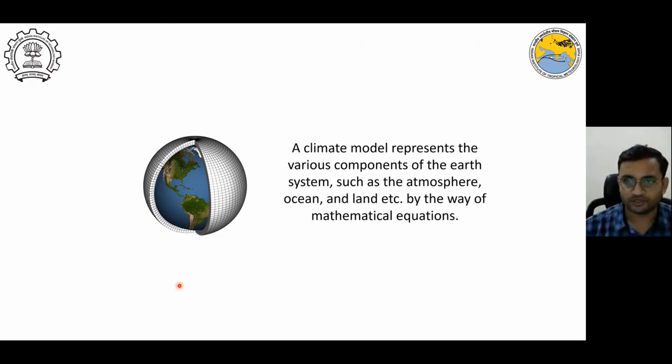What is a climate model? A climate model is a set of mathematical equations that represents the various components of the Earth system, such as the atmosphere, ocean, and the land, etc. The question is, how do we improve these climate models for better forecasts of the Indian monsoon? It can be done in many ways. For example, I can include the representation of some physical process which were earlier missing from the model. Therefore, in my research, I address the physical processes which were missing from the climate model.